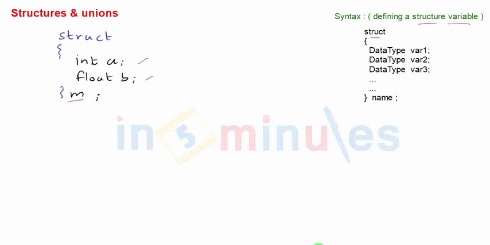Now, when we define the structure like this, what is really happening? It's like when you define an array, it allocates some memory space. When you define an integer, it allocates some memory space. Same way, when you define a structure, it will allocate some memory space. How much memory space? Now here, that m will be a structure variable defined in the computer's memory.